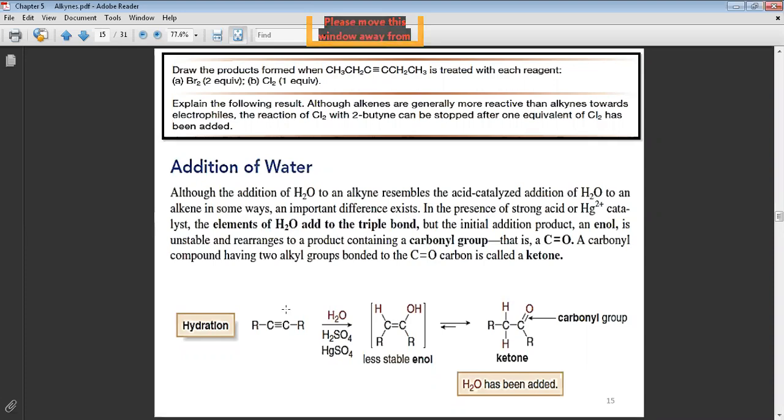If you remember the alkene, students, if you have an alkene, meaning a carbon-carbon double bond, and H2O is added on the double bond, it will give you an alcohol. If you go back to the reaction of the alkene, the addition of water, the hydration reaction, we talked about that. But here we have a triple bond. That means the first step gives you an unstable enol, which directly converts to the keto form, a stable compound.